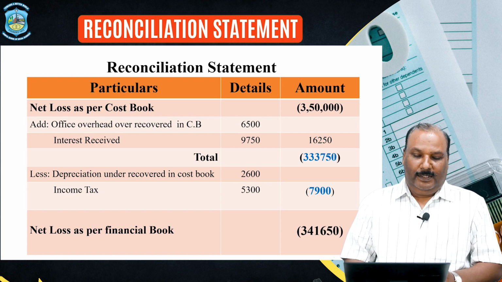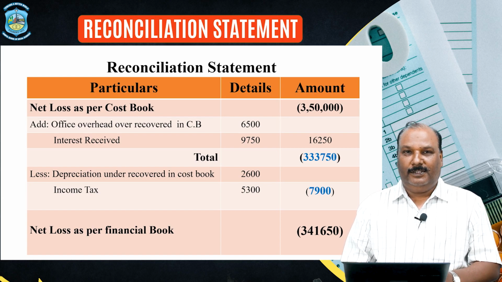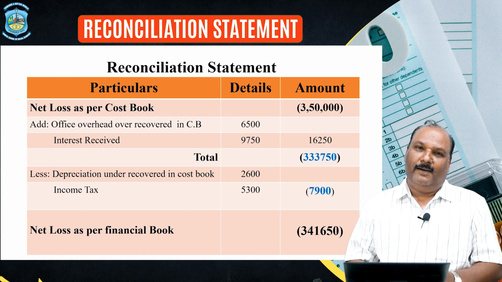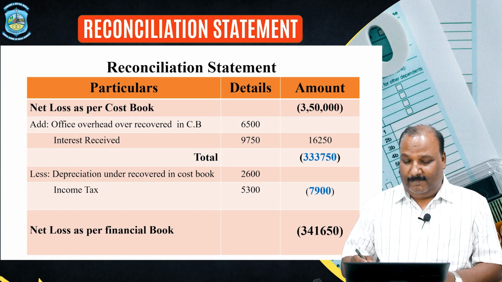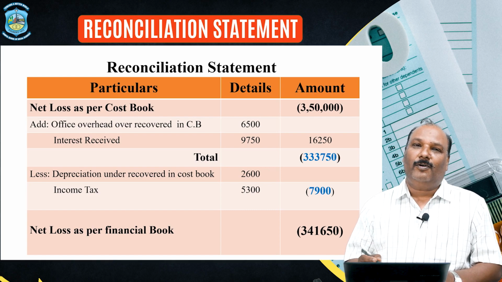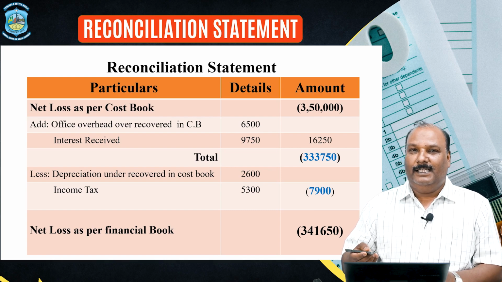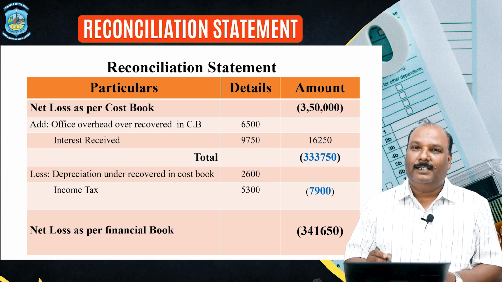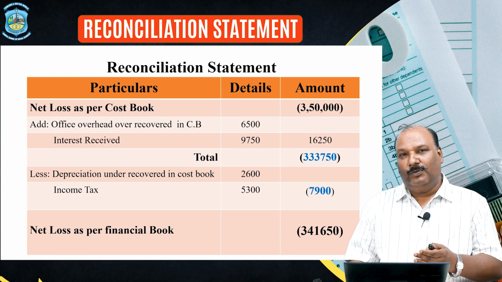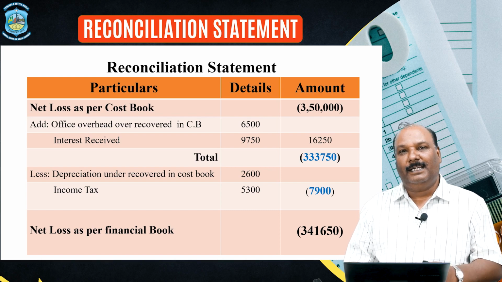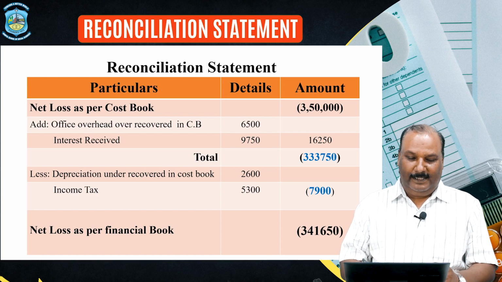As I told you, I generally start the question with loss or profit as per the cost book. So, the base book will be the financial book for me, and I have to add or minus according to the financial book. If the profit or loss is increasing, I will plus these items. If due to that transaction profit or loss is decreasing, I will minus. Let us see.